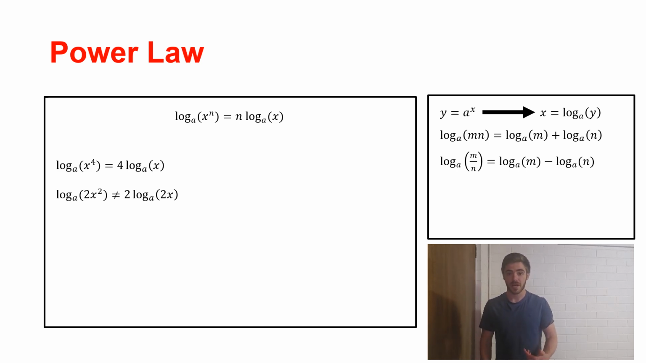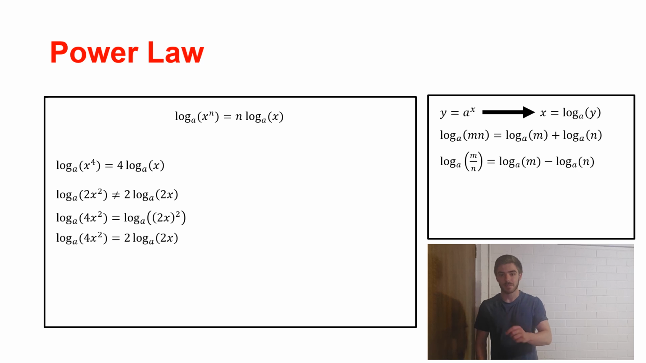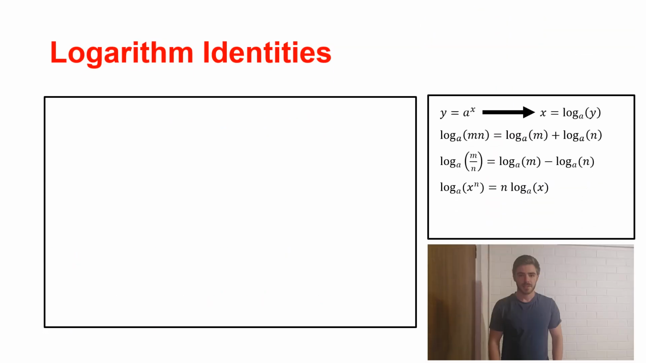But this would work if I had 4 times x squared, because I can rewrite that to then have a power over the entire bracket and then take that out instead. These are kind of like the log laws, but they're more so just quirks that are related to the original exponential version of the equation.